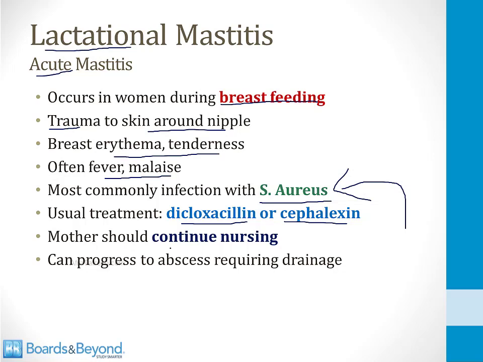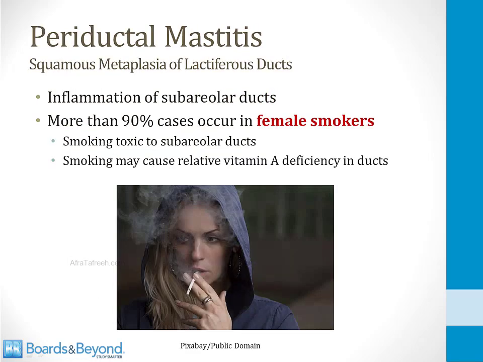And then two important things to know about this. One is that the mother should continue nursing. If mothers stop nursing because of mastitis, their breast tissue will involute and they won't be able to nurse the baby any longer, and there's no danger to nursing a baby in the setting of mastitis. And the second thing to be aware of is that these mastitis infections sometimes progress to an abscess, and this sometimes requires surgical drainage.